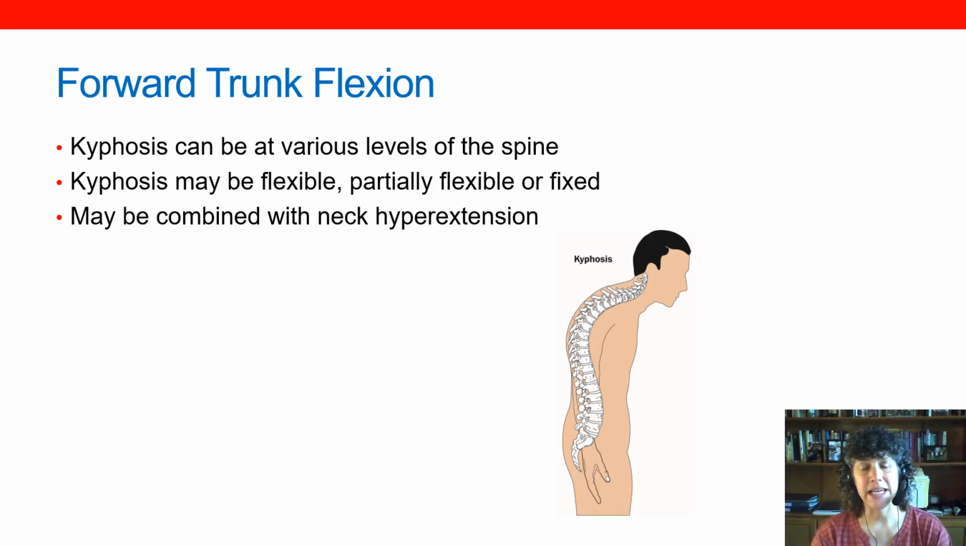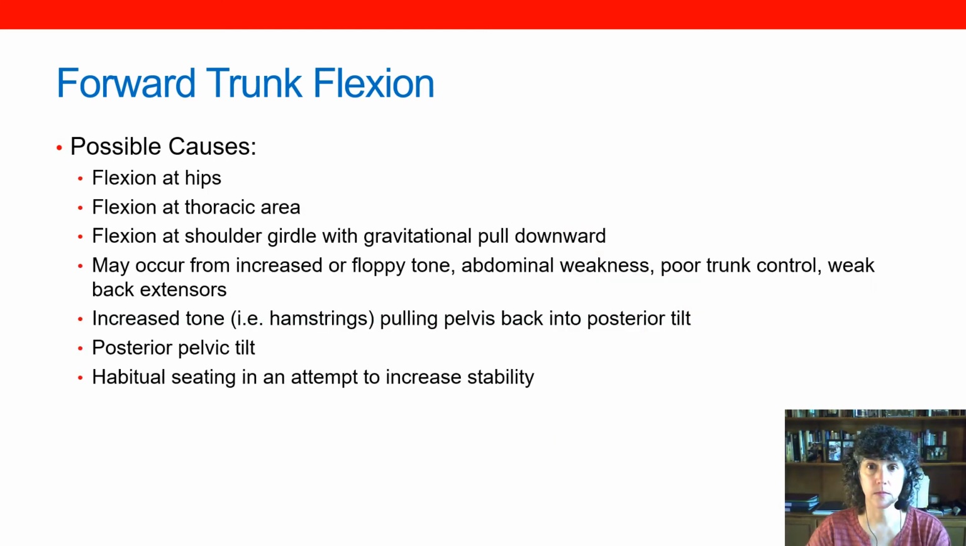Kyphosis can be seen at various levels of the spine. It's usually in the thoracic area, but we really can see this highly flexed area in the cervical area and even the lumbar area as well. Again, this can be flexible or fixed. Sometimes part of the curvature is flexible. I can correct it partially. And it may be combined with neck hyperextension because the only way the person can really look upward from this forward flexed position is to hyperextend.